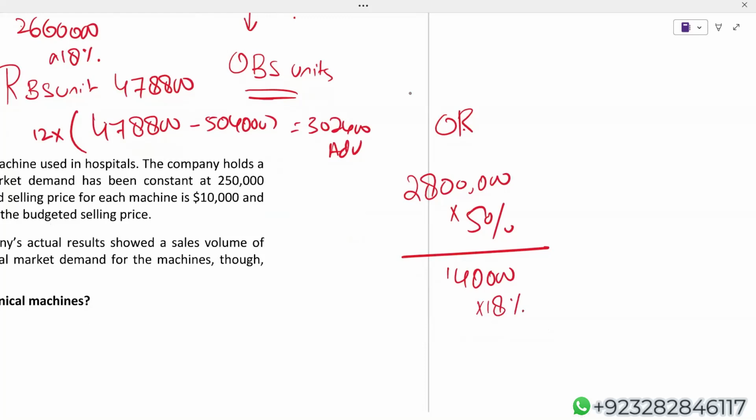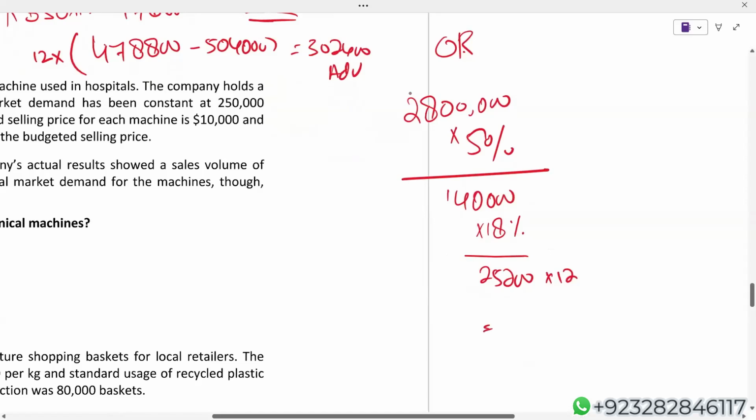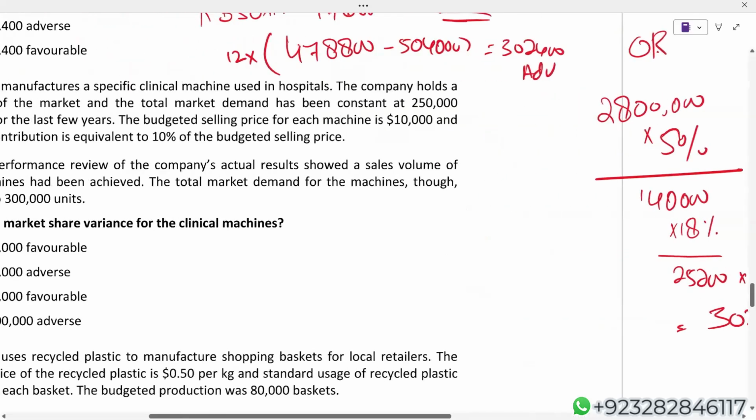The loss for my company is 18% of whatever the entire dip has come in the market. If I take 18% of 140,000, I'm getting 25,200. Multiply by the contribution. You can see that we are getting the same result. Adverse. Why adverse? Because the market size has reduced. So obviously the variance is going to be adverse. I hope it is clear to everyone. It's up to you, whichever method you are following.